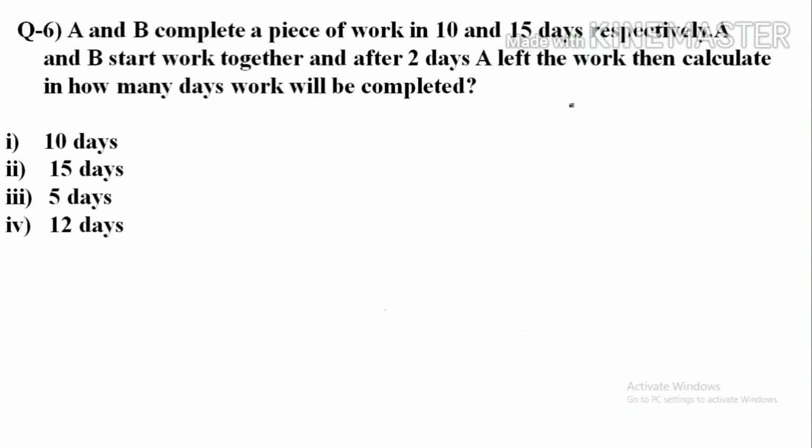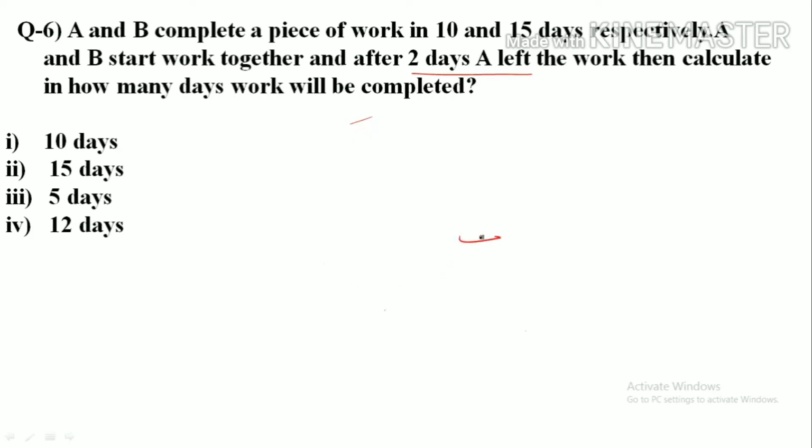The sixth question says A and B can complete a piece of work in 10 and 15 days respectively. A and B start work together, and after 2 days, A left the work. Then calculate in how many days the work will be completed.